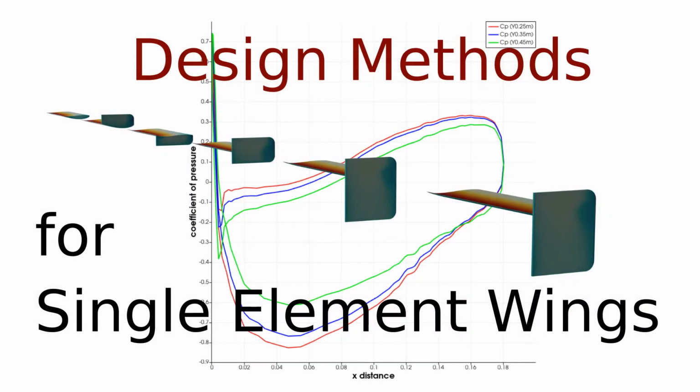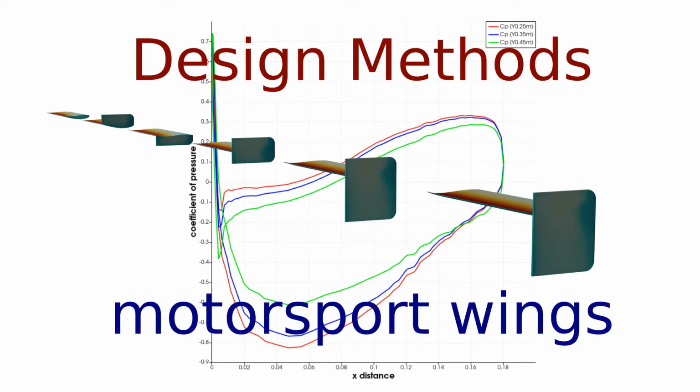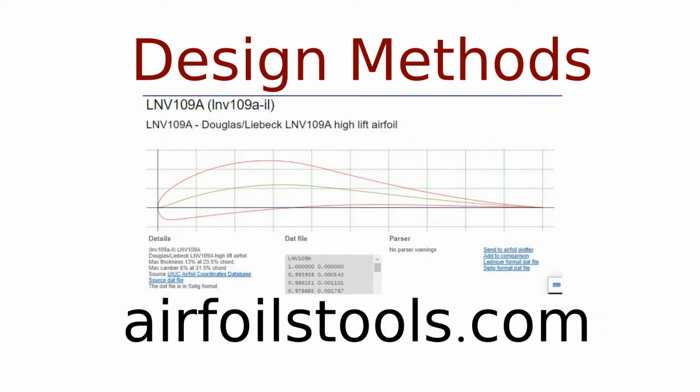This is a presentation on aerodynamic design methods for single element wings for motorsport use. For motorsport, drag is less important than lift. Designing a wing can be as simple as choosing a high lift profile that you found on the internet that meets your desired specification, say from airfoiltools.com.